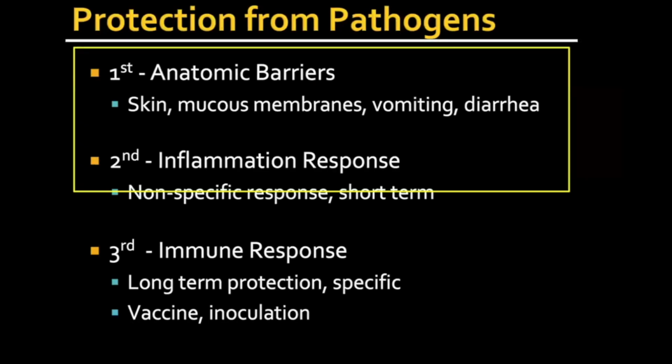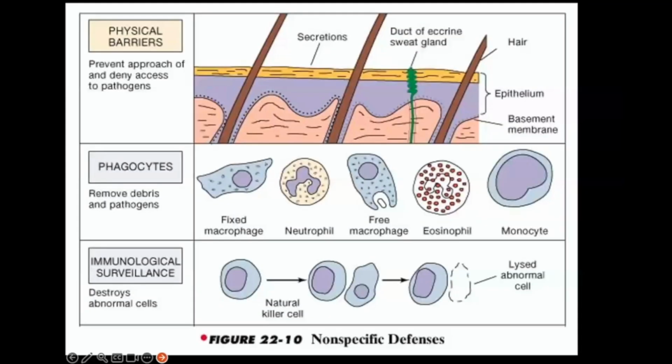And then the third protection is the immune response. This is a long time protection. It's very specific to certain viruses or bacteria. It usually involves getting a vaccination. It also has to do with, have you had that disease? If you've had a certain disease, then you're said to be immune to it. You can't get it again because your body built up a lot of antibodies. Not always true.